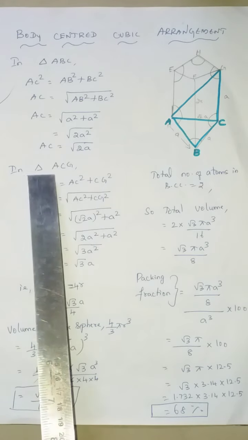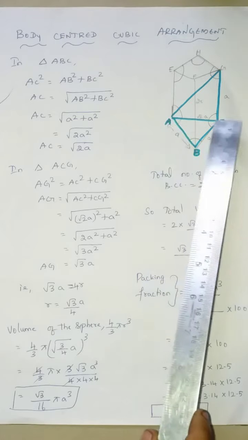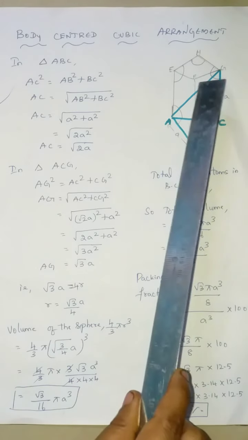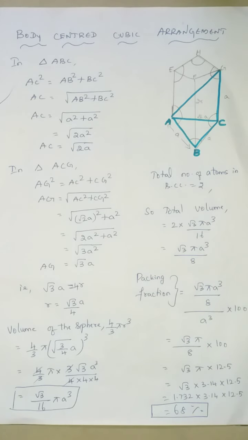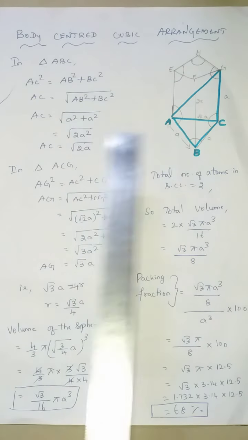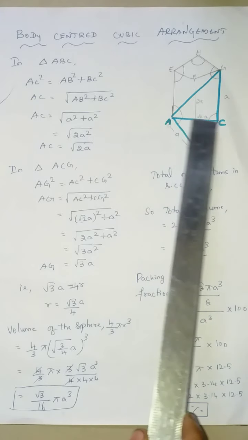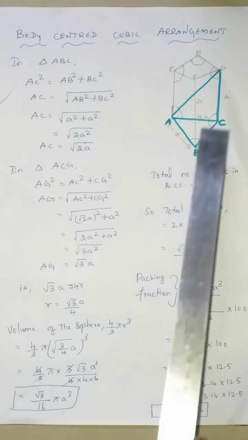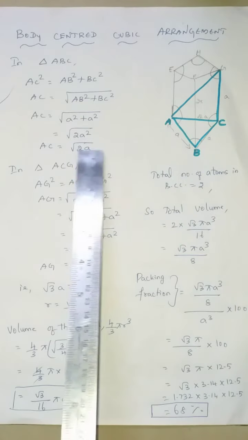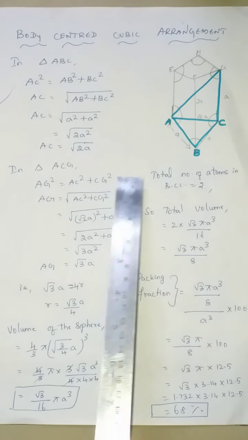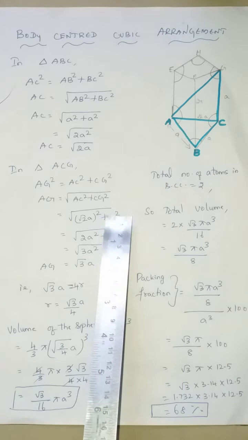So now in the triangle ACG, because it is a body centered cube, all the 8 corners as well as the body centered atom are present. So we have to take 2 triangles. In the triangle ACG, AG squared equal to AC squared plus CG squared. So here the AC value is root 2 a, and CG squared is equal to a squared.